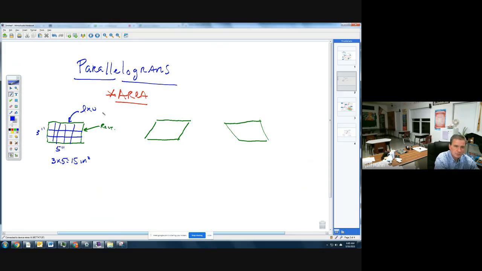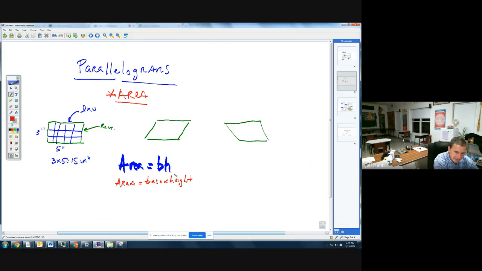Now, when you get to areas of parallelograms, for all parallelograms, you need to use this formula. Write this down in big words here. The area of a parallelogram equals base times height. Let's spell that out here. So area equals base times height.